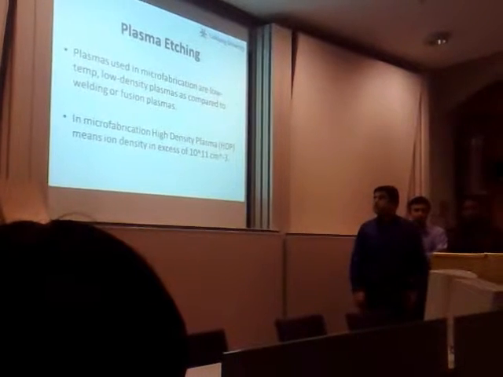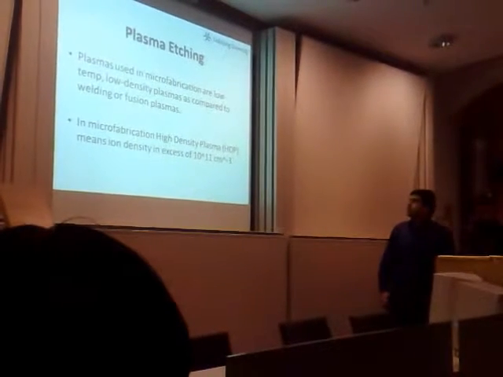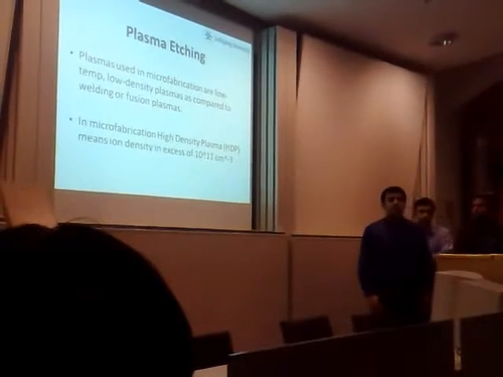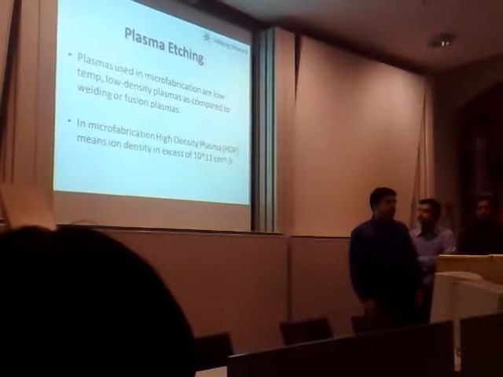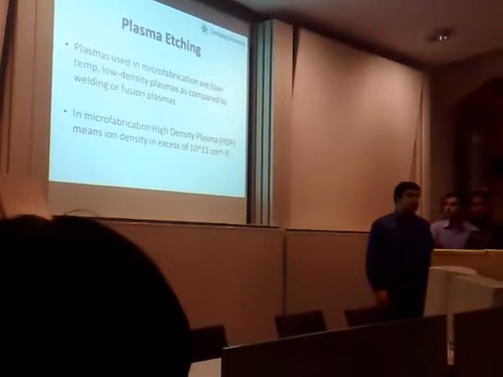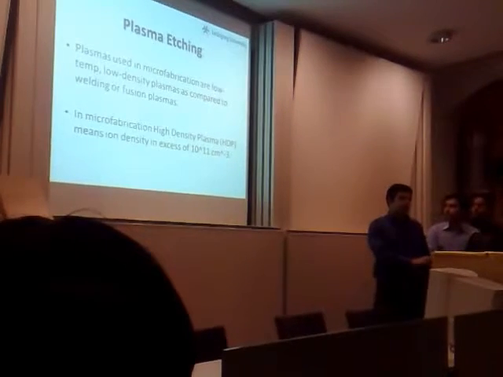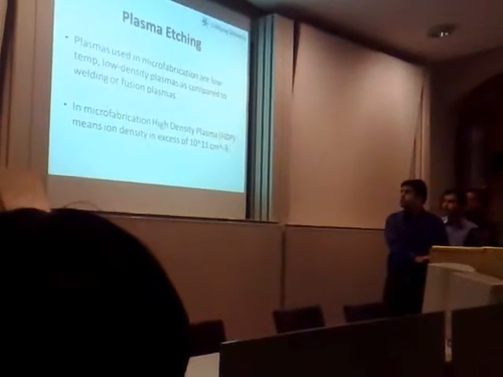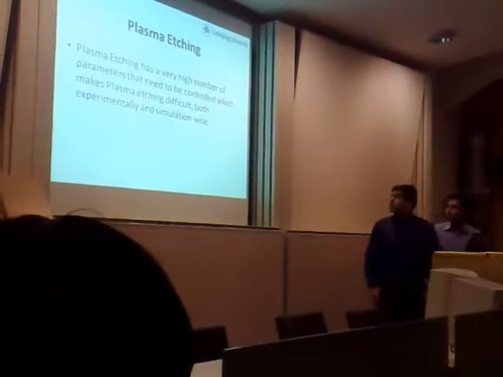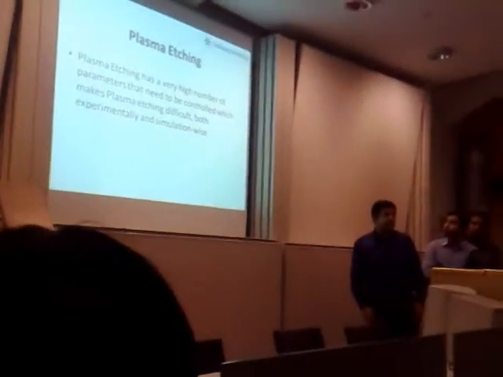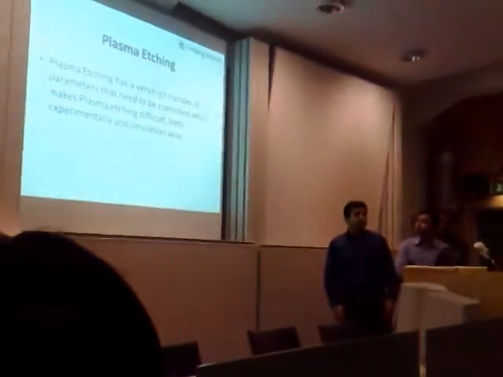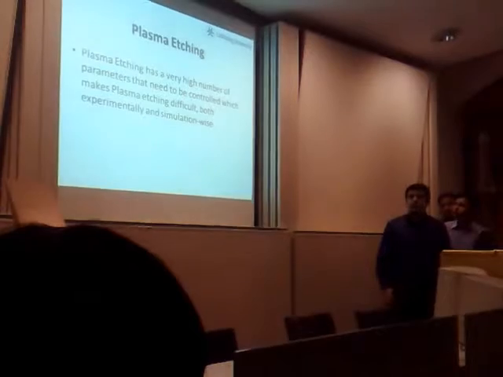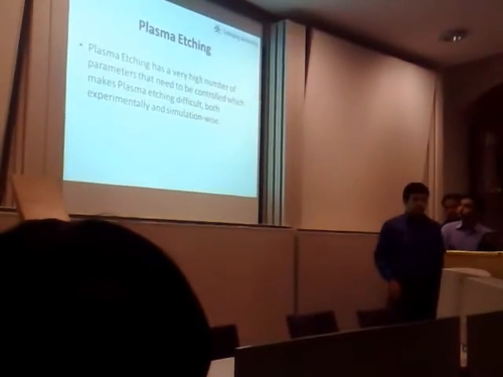Plasmas used in microfabrication are low temperature, low density plasmas as compared to welding or fusion plasmas. In microfabrication, high density plasma means ion density in excess of 10^11 per cubic centimeter. Plasma etching has a very high number of parameters that need to be controlled, which makes plasma etching more difficult both experimentally and simulation-wise.